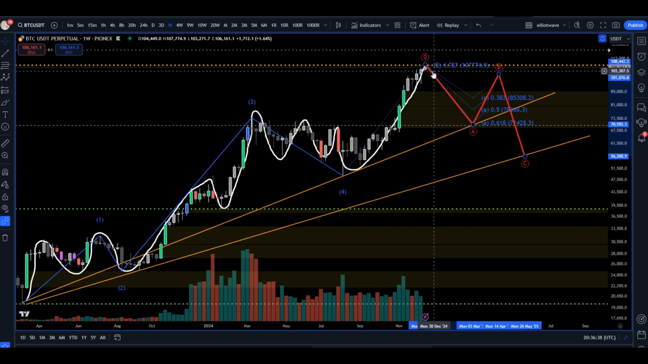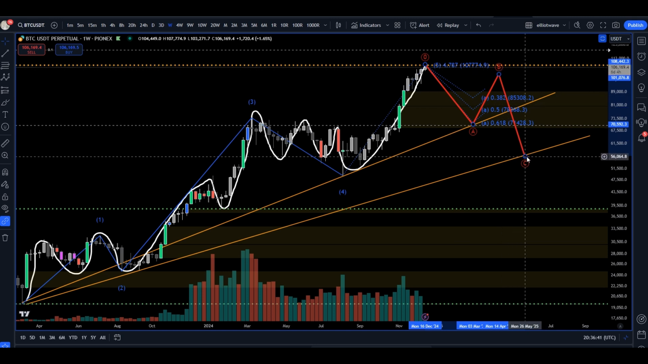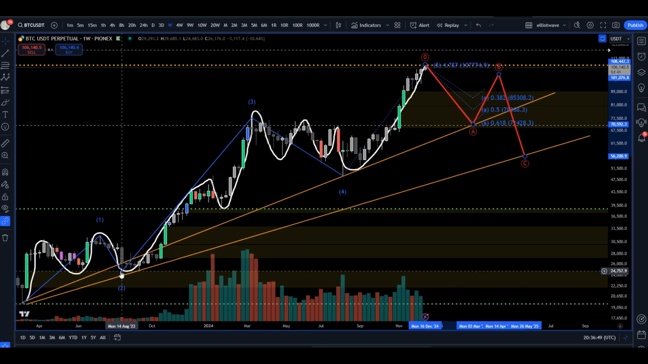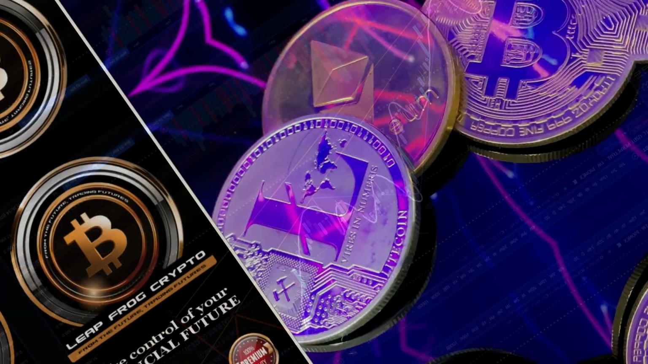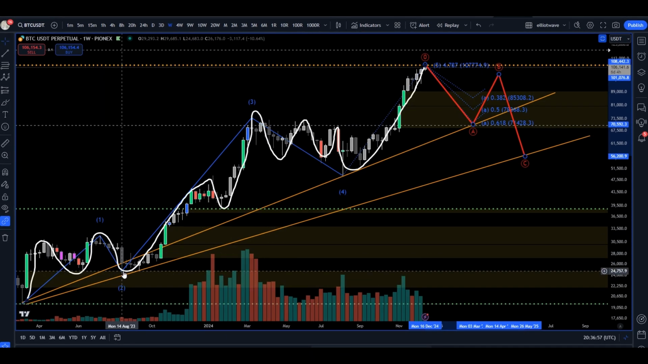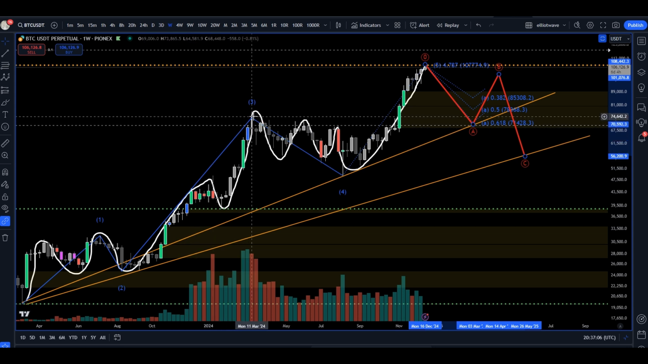Here's how to trade it effectively using 5 basic rules. Impulse waves consist of 5 waves, 1, 2, 3, 4, and 5, moving in the direction of the primary trend. Corrective waves follow, A, B, C, moving against the primary trend. Wave 2 cannot retrace more than 100% of Wave 1. Wave 3 is never the shortest and usually the strongest and longest.